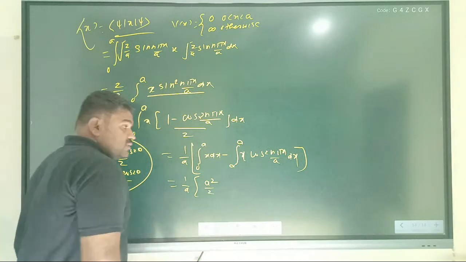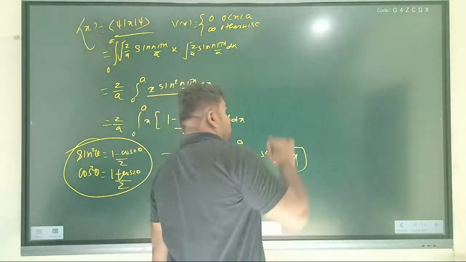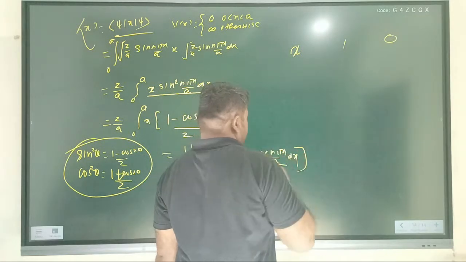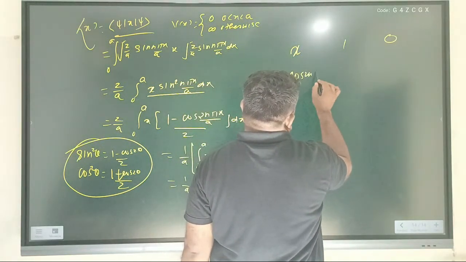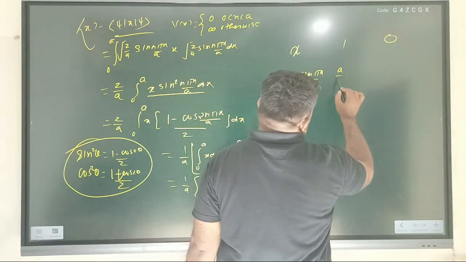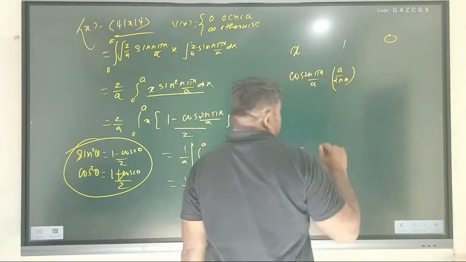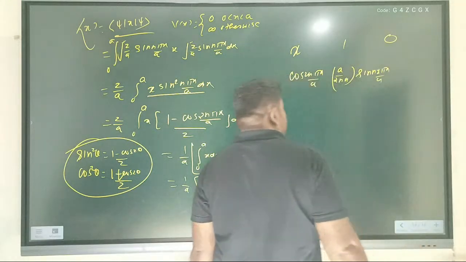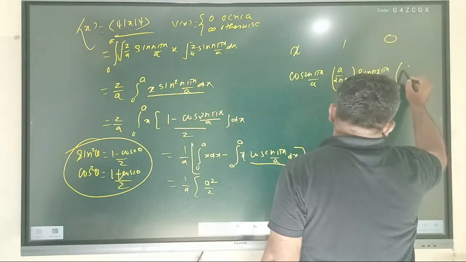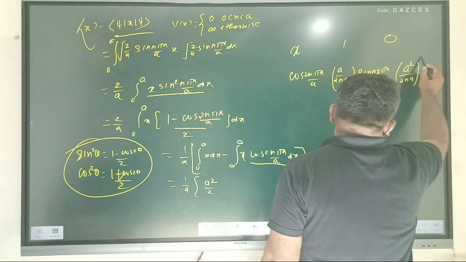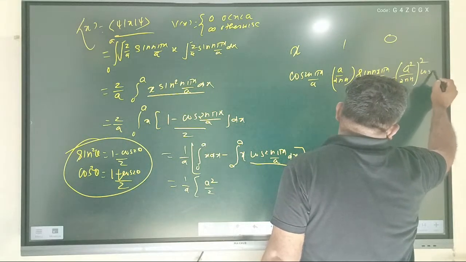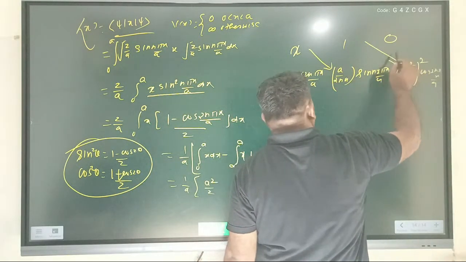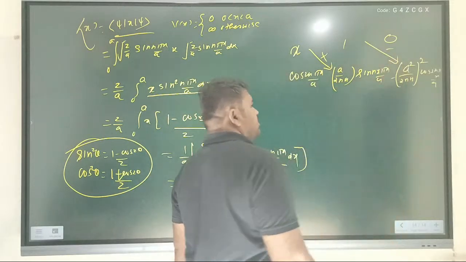x square by 2. What is the second integration? How to solve this integration? We can use the trick: take the x differentiation 1, 1 differentiation 0, and take the integration of cos. The integration of cos 2n pi x upon a will be a upon 2n pi into sin 2n pi x upon a. Okay, next, the integration of sin is minus cos, and this will be a square upon 2n pi bracket square, minus, take outside, into cos 2n pi x upon a. Okay, next, what to do? Take the cross multiplication. Next we can take the cross multiplication. First we take the sign as plus, second time take minus.